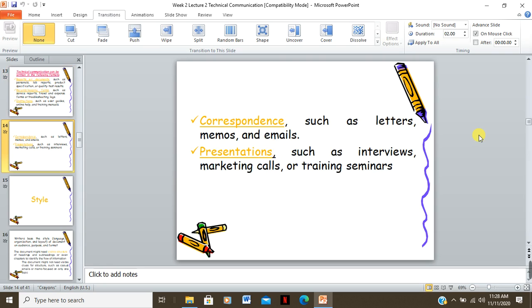Correspondence such as letters, memos, and emails are the tools of communication that are used in different situations. And presentations such as interviews, marketing calls, or training seminars, all these things come into the domain of technical communication. And you, being students of technical communication, must understand these things so that you are able to utilize them in your lives when you come across them.